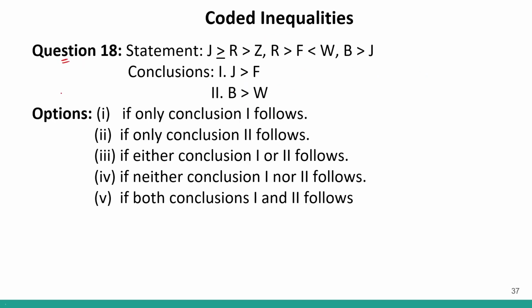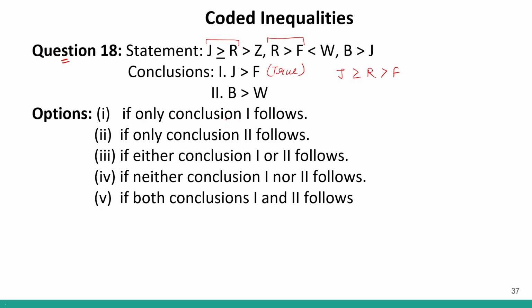Moving on to question number 18. Two conclusions are given to us. First is J is greater than F. So over here I can see the relationship between J and R and F. So J is greater than or equal to R and R is greater than F is given to us. Correct? So based on this information, I can definitely say J is greater than F.